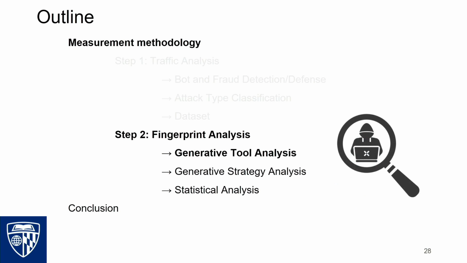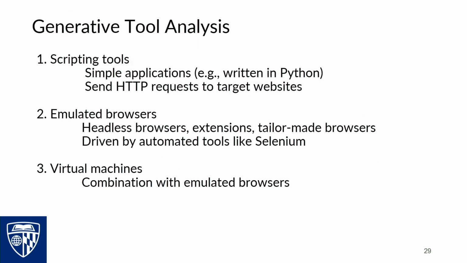Let's start with tools. The first tool is the scraping tools. Attackers will use a simple application like a Python or Java library to send the HTTP request to the target website. But the scraping tool may not run the JavaScript. And the second is browser, like the headless browser, extension, tailor-made browser driven by automatic tools like Selenium. And the third one is virtual machine. Attackers usually combine the virtual machine with the browser.